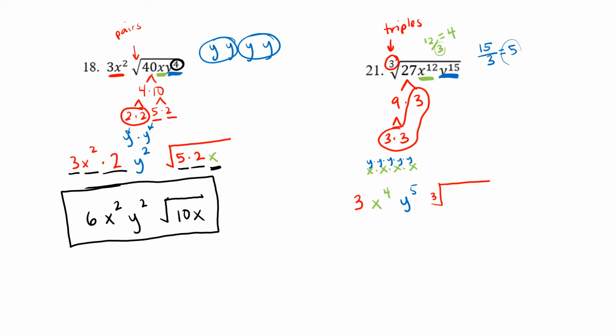Now, because of that, there's no variable or number left inside of the cube root. So our final answer is just that. Now I'll rewrite it so it looks a little bit better: 3x to the 4th power, y to the 5th. That finishes off that cube root.